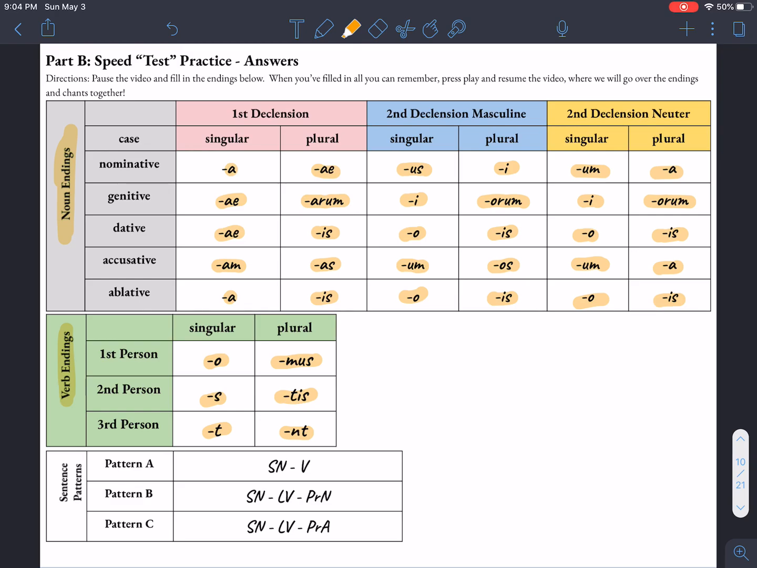All right, that was a little squeaky there. Sorry. But, all right, so those are our chants that we need to know.